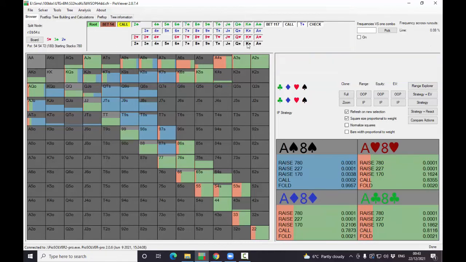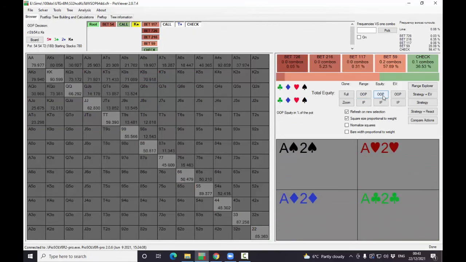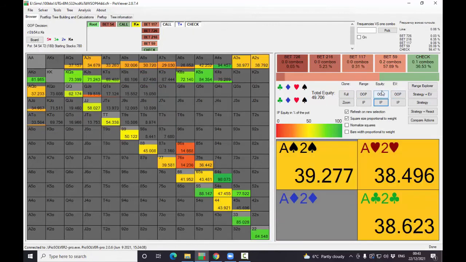and the turn is the king of spades. Now again, we can look at the ranges, and if we look at the equity of the ranges, out of position and in position almost have the same equity now. So the ranges have moved closer together, and that often happens when one player bets and the other player calls.